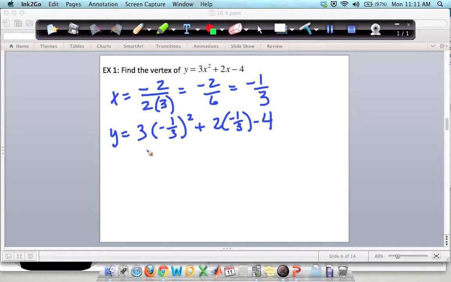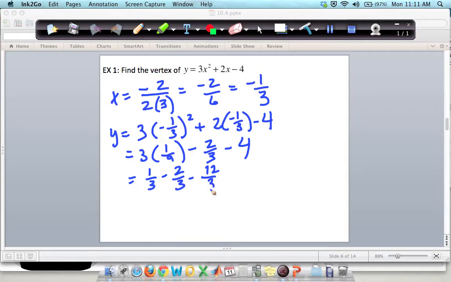So this would be 3 times 1/9 minus 2/3 minus 4. This equals 3 times 1/9, which is 3 over 9, or 1/3. So you have 1/3 minus 2/3 minus 4. I'm going to rewrite 4 as 12 over 3. I just got a common denominator.